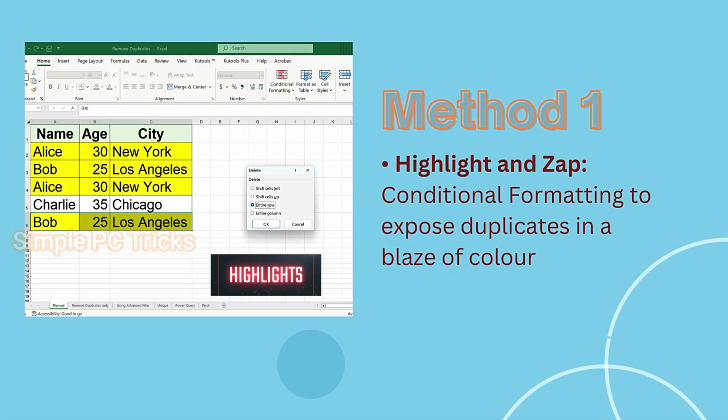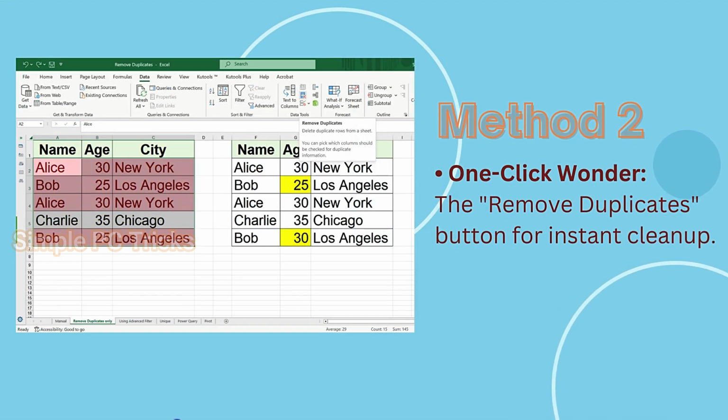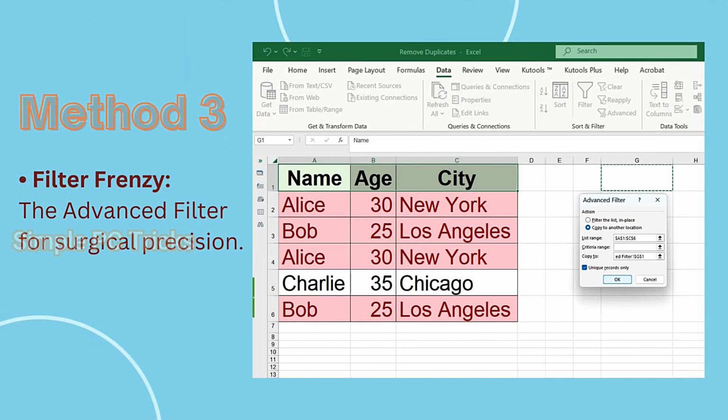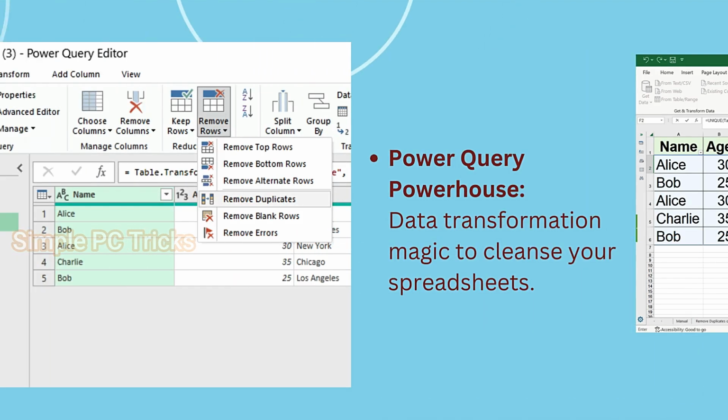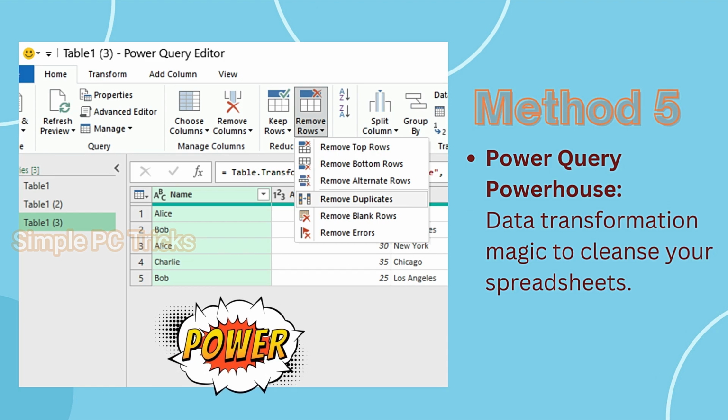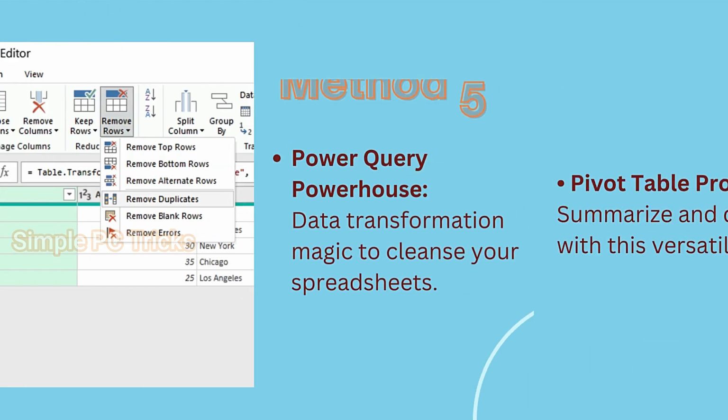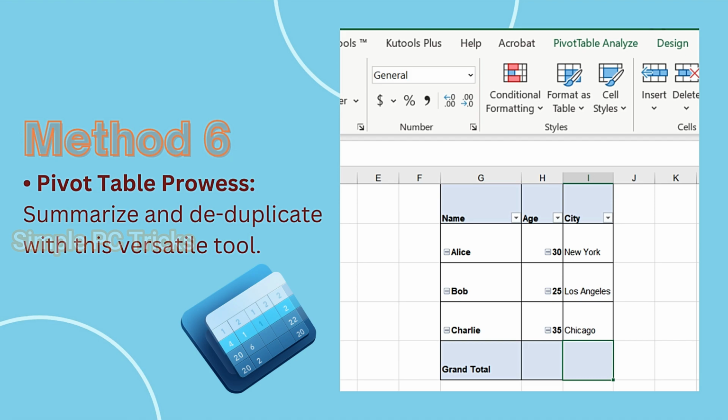Highlight and zap. Conditional formatting to expose duplicates in a blaze of color. One-click wonder. The Remove Duplicates button for instant cleanup. Filter Frenzy. The advanced filter for surgical precision. Formula Fury. The unique function for a mathematical knockout. Power Query Powerhouse. Data transformation magic to cleanse your spreadsheets. Pivot Table Prowess. Summarize and deduplicate with this versatile tool.